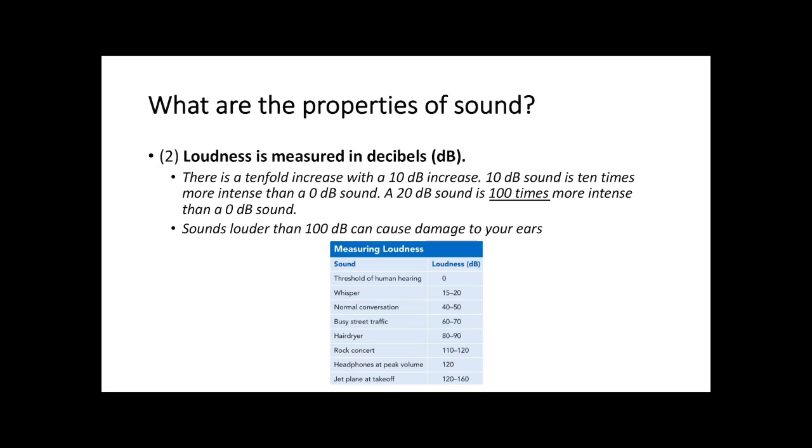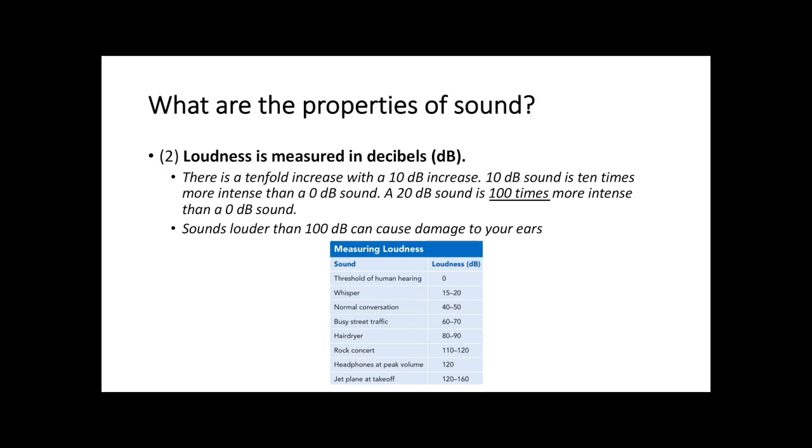And here you can see different sounds and the loudness associated with that sound. So you can see the rock concert headphones at peak volume, which means maximum volume, is about 120 decibels. So I really hope that you are not listening to me right now at maximum volume, because it's going to damage your hearing if you do so.